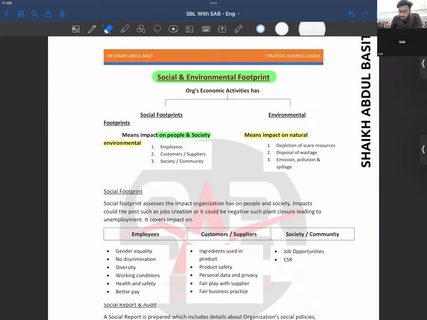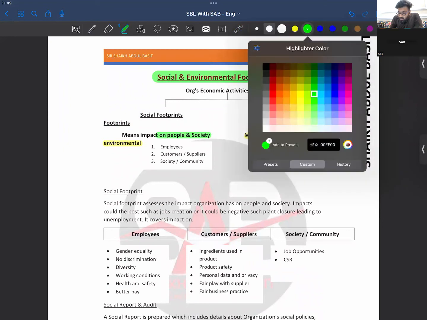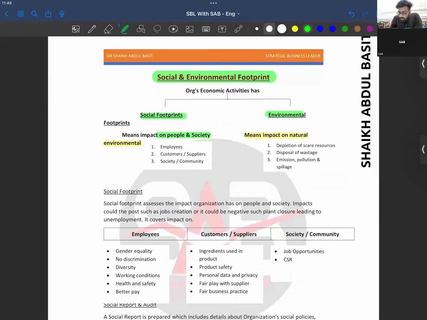There are some typos, so I hope you are getting this. This is social footprint, this is environmental footprint. Social footprint means impact on people and society. Environmental footprint means impact on the natural environment. People and society consist of employees, customers and suppliers, society and community. Depletion of scarce resources.